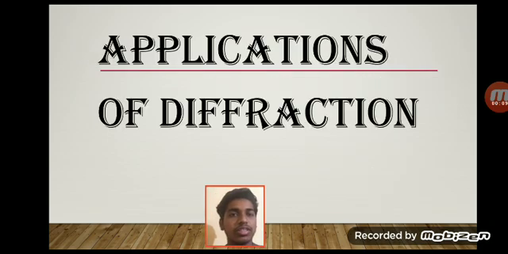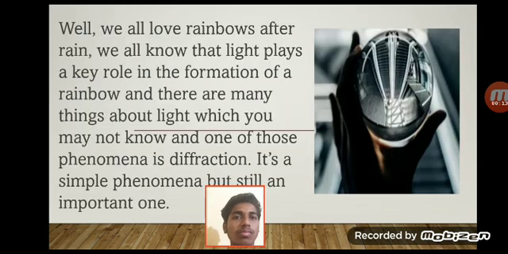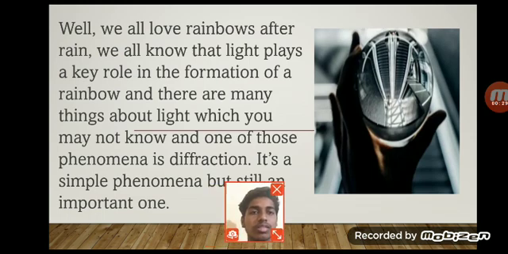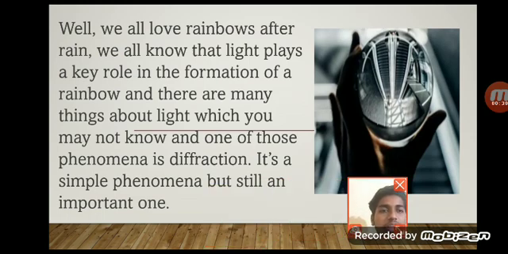Today my topic is applications of diffraction. Well, we all love rainbows after rain. We all know that light plays a key role in the formation of a rainbow, and there are many things about light which you may not know, and one of those phenomena is diffraction. It's a simple phenomenon but still an important one.